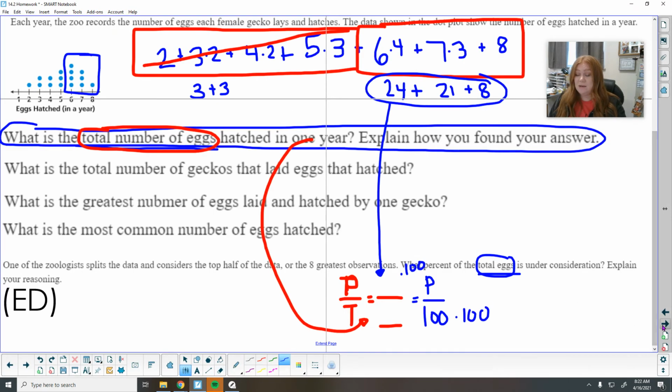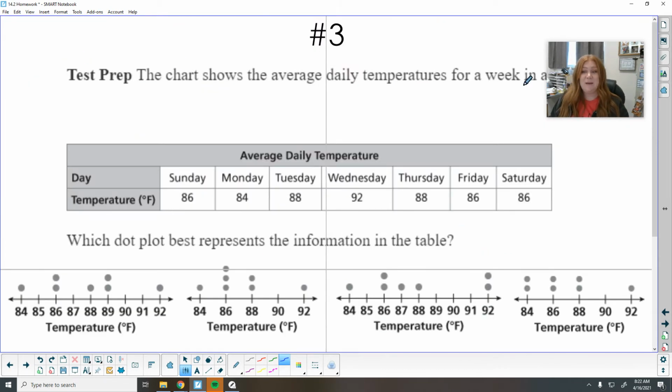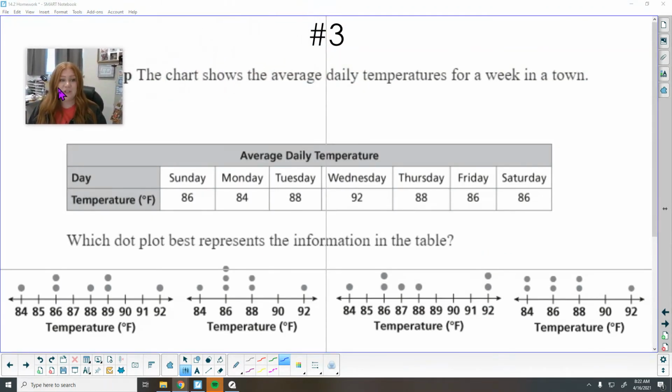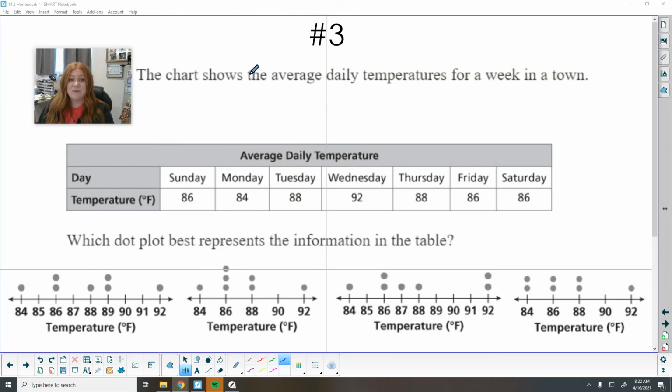So I think that was the hardest one on this assignment today. So we've got the hard part out of the way. Okay, number 3 wants us to see which chart. So the chart shows the average daily temperatures for a week in a town. So 86, 84, 88, 92, 88, 86, and 86.